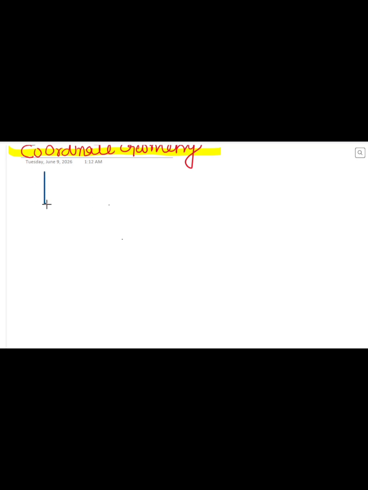So, let us first draw two number lines. The first, a vertical number line, and the second, a horizontal number line. These two lines intersect at a point O. The horizontal line is called the x-axis and the vertical line is called the y-axis. The point where they intersect is called the origin, which is represented by (0, 0).